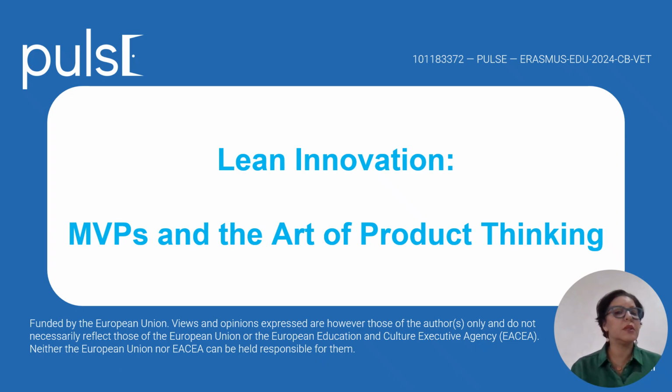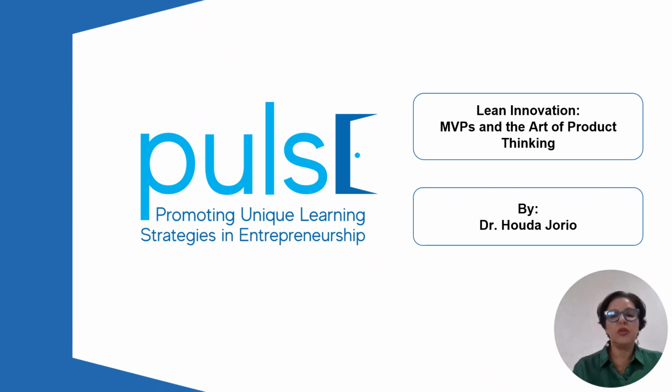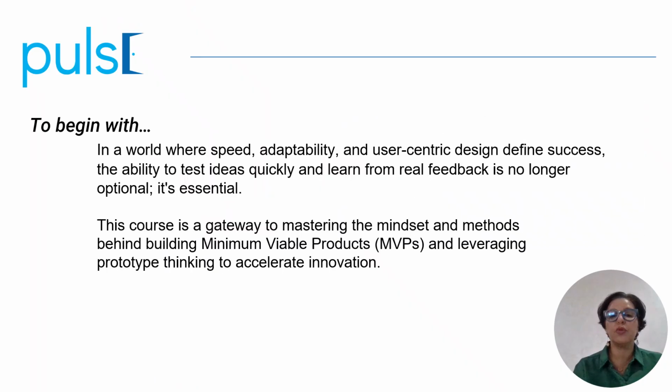Hello, dear trainers. Our lesson today is about building minimum viable products and the art of product prototype. So basically, it's a deeper application of the canvas. Canvas was the structure, and now we are building the real product. And it's lean innovation because it's the art of innovating and building up our product prototype and product thinking.